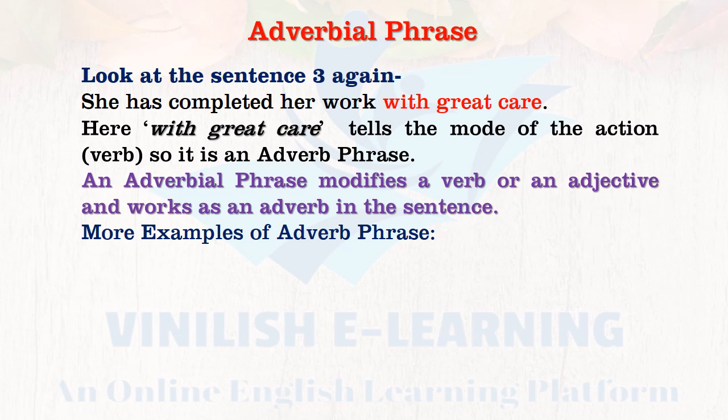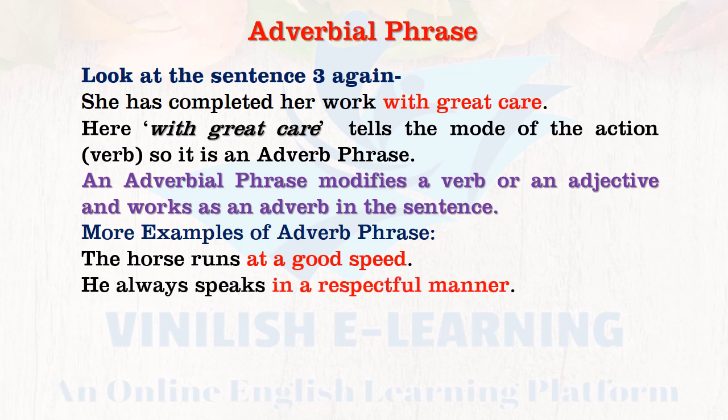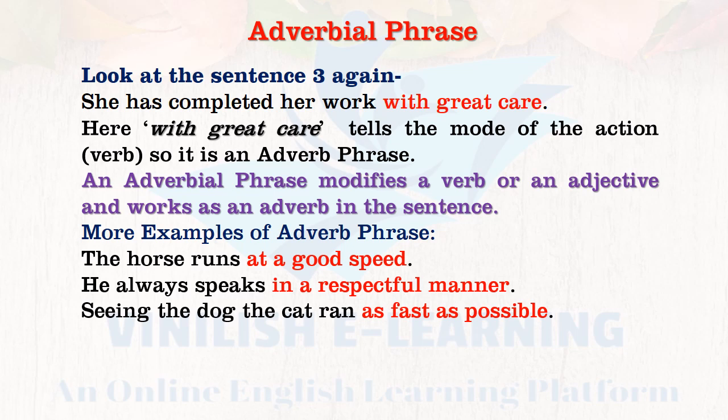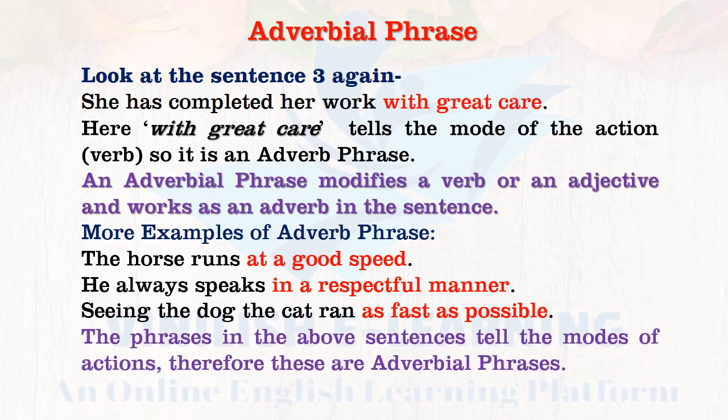See more examples of adverb phrase. The horse runs at a good speed. He always speaks in a respectful manner. Seeing the dog, the cat ran as fast as possible. The phrases in the above sentences, highlighted in red, tell the mode of actions. Therefore, these are adverbial phrases.